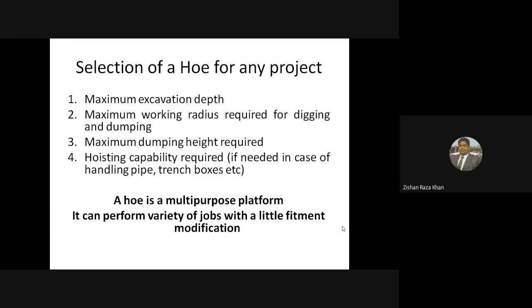So, in many cases, because of its versatility, you have seen that the backhoe is also used to lift concrete pipes and different equipment, wherein a small lifting and transportation is required. Instead of employing a crane especially for that, many construction units find the use of backhoe much more advantageous as compared to a small crane, because apart from lifting and transportation, this machine can also dig for them. So this additional feature is also kept in mind. All in all, a hoe is a multi-purpose platform. It can perform a variety of jobs with little fitment and modifications.